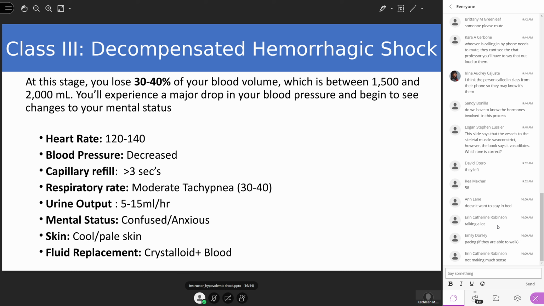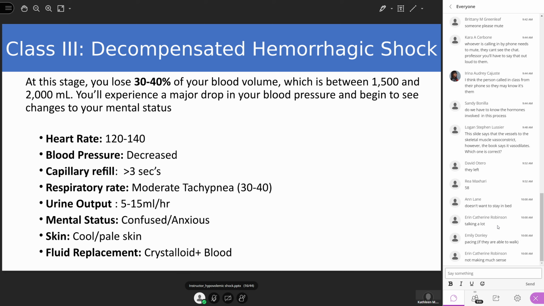So decompensated hemorrhagic shock. Okay, so this is not good. At this stage, you're losing 30 to 40% of your blood volume, which is about 1,500 to 2,000 mLs. You experience a major drop in your blood pressure, so you're looking at like 60 over 40, and begin to see changes in your mental status. The heart rate is very elevated, it's becoming more tachycardic. The blood pressure is obviously very decreased.